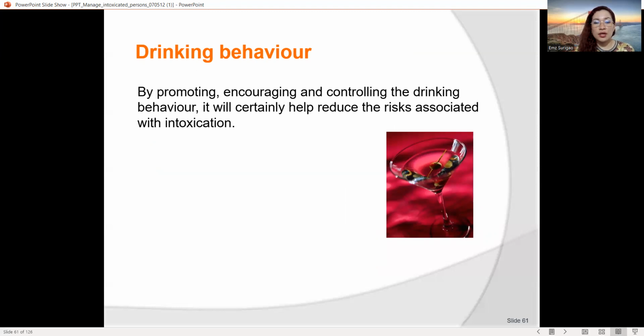So drinking behavior is by promoting and encouraging and controlling the drinking behavior. It will certainly help reduce the risk associated with intoxication. So you will inform them, here are some rules that the establishments have. You encourage them to control or drink moderately with their habit or their behavior towards alcohol.